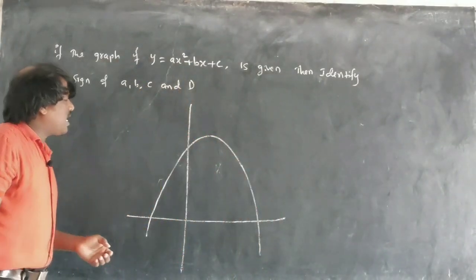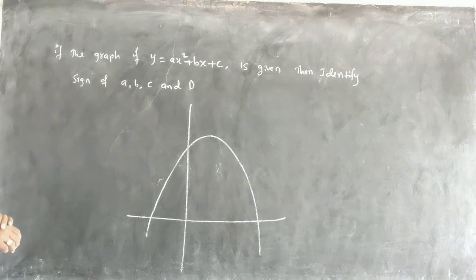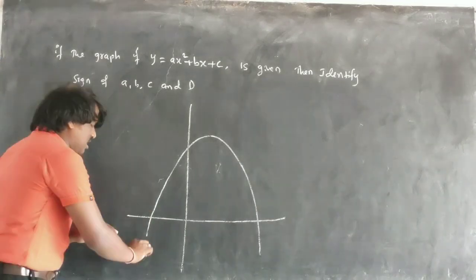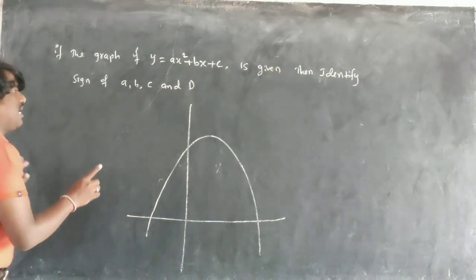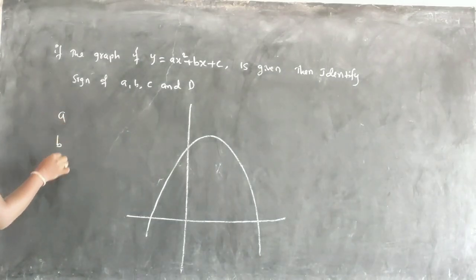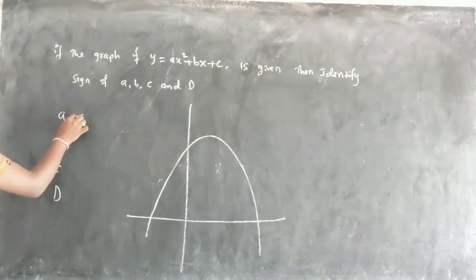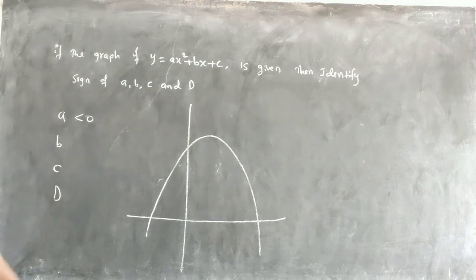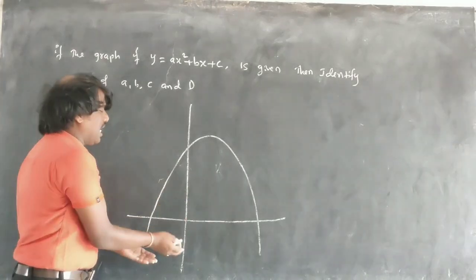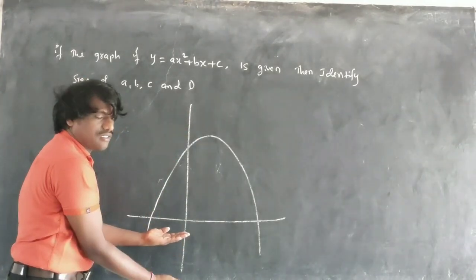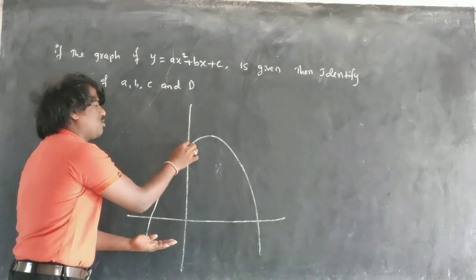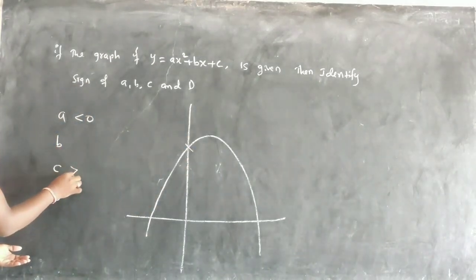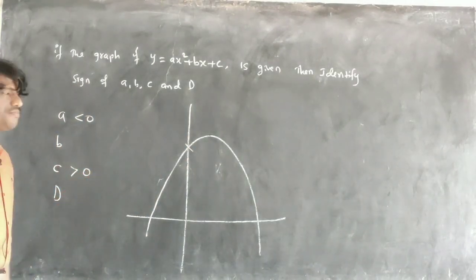Now I have to find the sign of A, B, C, D here. You know the graph is downwards, so A is less than 0. Now C: is it cutting above the x-axis or below the x-axis? It is cutting above the x-axis, so C is positive. Okay, fine.